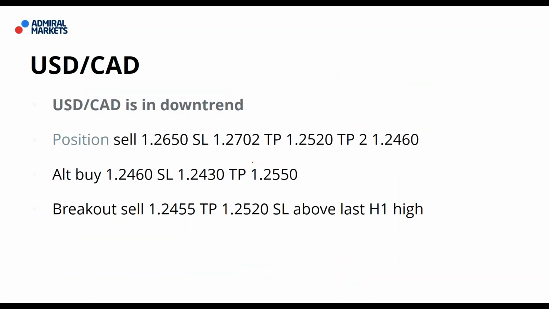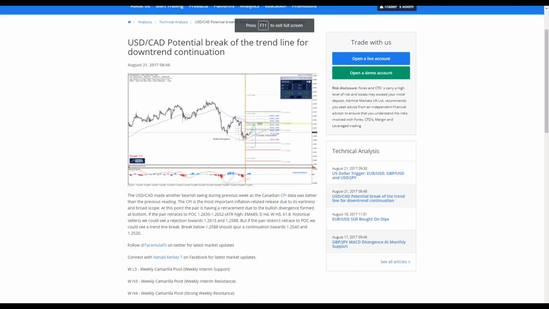Next is dollar CAD. 26.50 is a sell, 27.02 plus the spread is stop loss, 25.20 is TP, 24.60 is TP2, alternative buy 24.60, stop loss 24.30, TP 25.50, possible breakout sell 24.55, TP 25.20, and stop loss above last 1 hour high. So this analysis corresponds to my daily analysis that I published here.